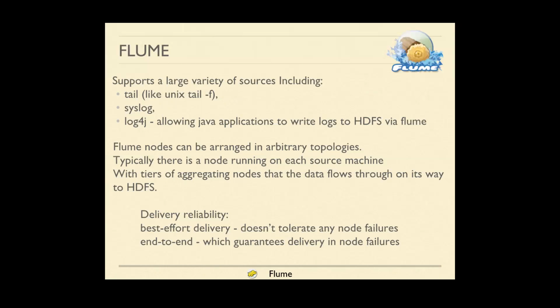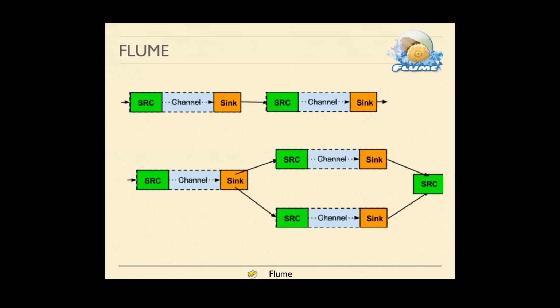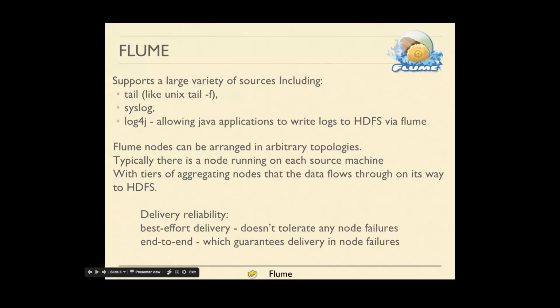So you can arrange the Flume agents into arbitrary topologies, and there is generally an agent running on each source machine, with tiers of aggregating nodes as the data flows on its way to HDFS. You can form topologies such as best effort, meaning just linear, or end-to-end, which guarantees delivery. In the first one, best effort, if this node is lost, this data will also not get to the target. But in this case, if this machine is down, this data will flow to the target via another. So this is either end-to-end or best effort.